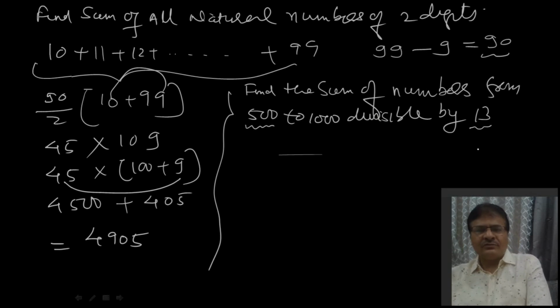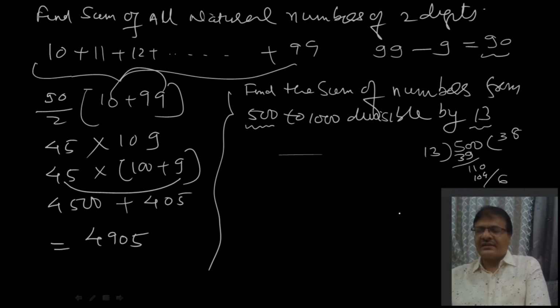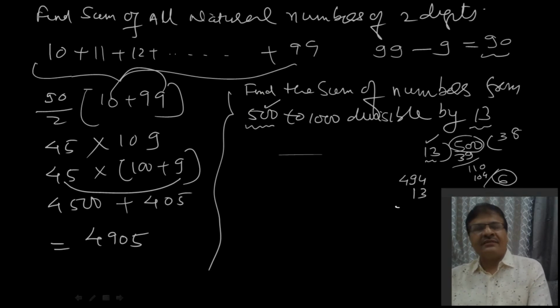So for that, first divide 500 by 13. 13 times 3 is 39, then the remainder is 11, then 0, 13 times 8 is 104. So my remainder is 6. Is that clear? It means if I subtract 6 from 500, I will get a multiple of 13. 500 minus 6 is 494, which is fully divisible by 13. But I don't want a number less than 500, I want a number more than 500. So add 13 to that. 494 plus 13 gives 507, the first number divisible by 13.